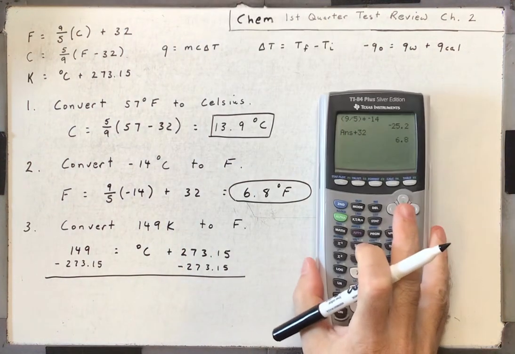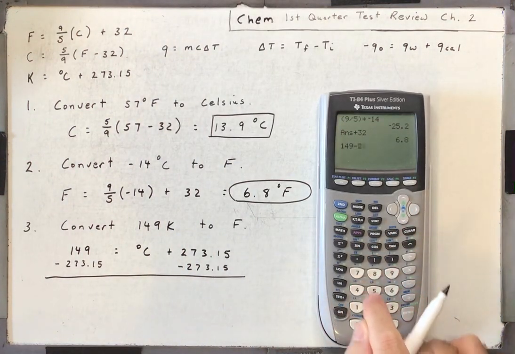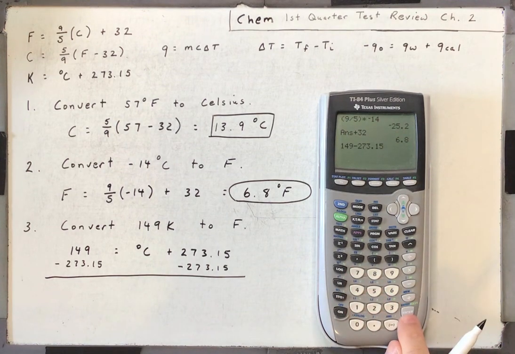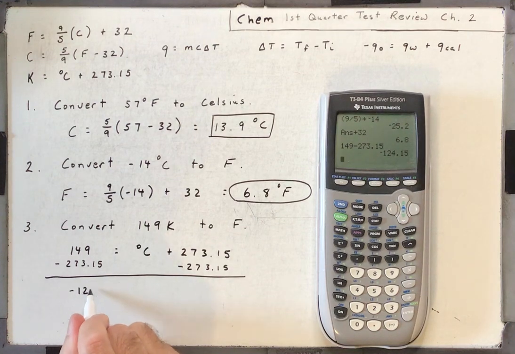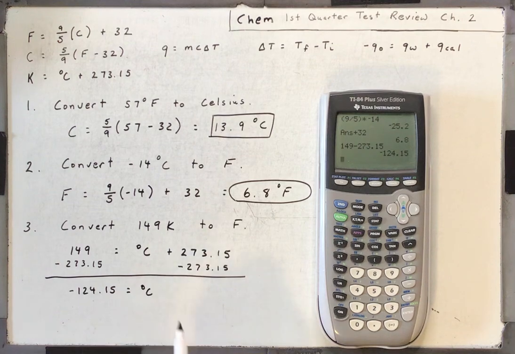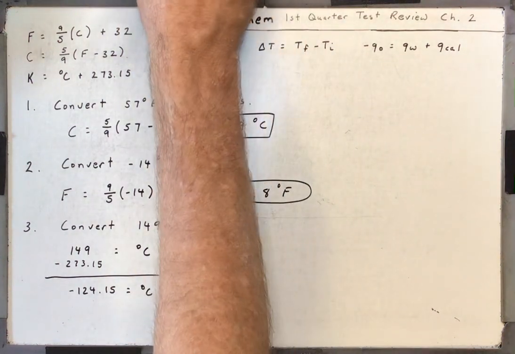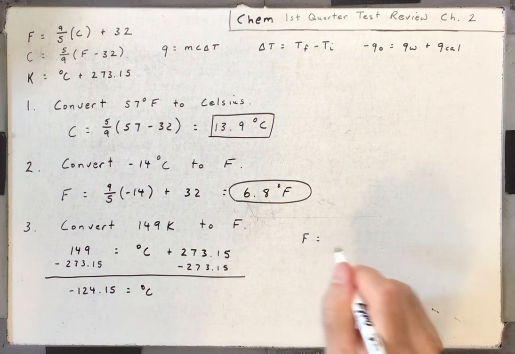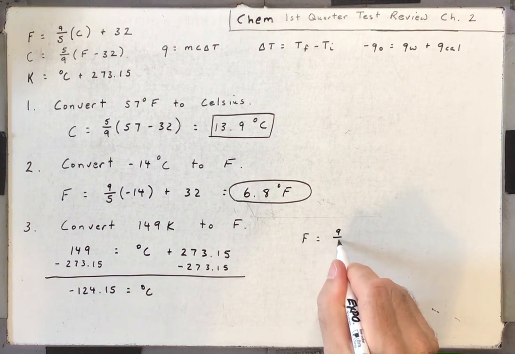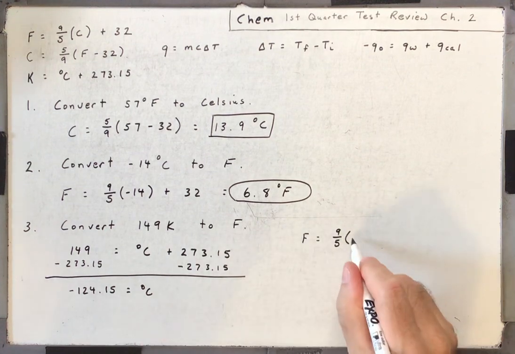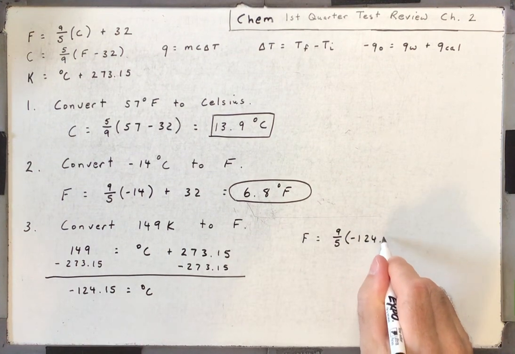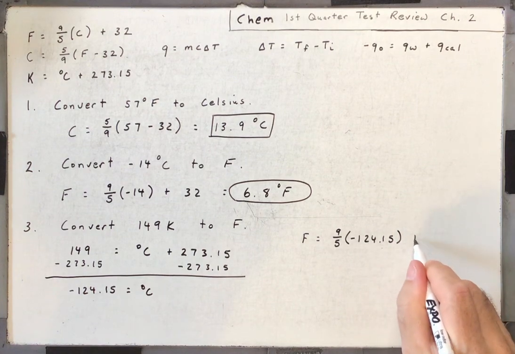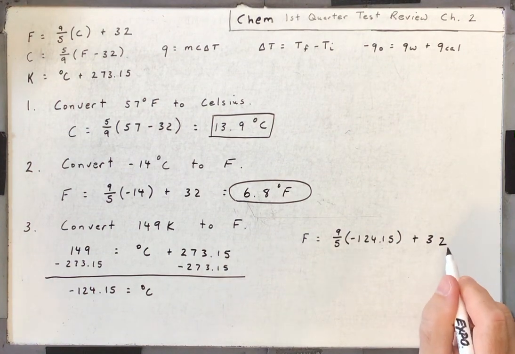All right, and we would have here 149 minus 273.15. That's negative 124.15 is equal to our Celsius temperature. Now we're going to use that and convert it to Fahrenheit. So we know that Fahrenheit is going to be 9/5 times this negative 124.15 plus 32.